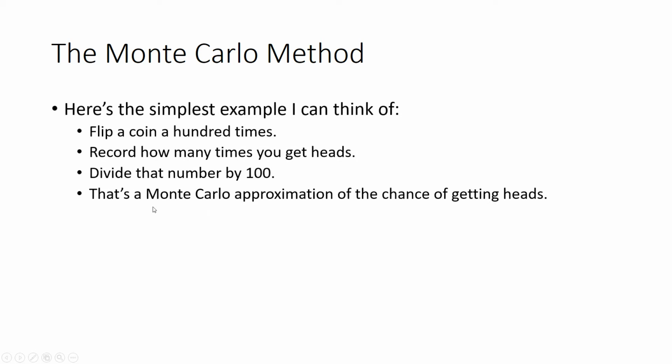So here's the simplest example of Monte Carlo that I can think of. Flip a coin 100 times, record how many times you get heads, divide that by 100, and that's the approximate chance of getting heads. Well, I say approximate. It's possible you could get exactly 50 out of 100, but it's more likely you'll get 49, 51, something pretty close. So it isn't guaranteed to give you the exact answer. In fact, it's quite likely to give you something that's only approximate.